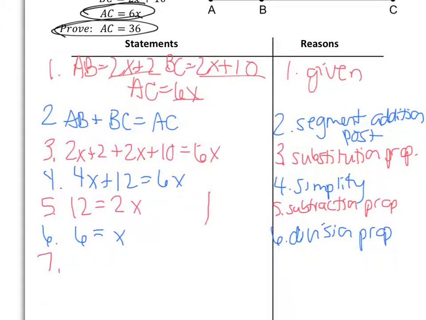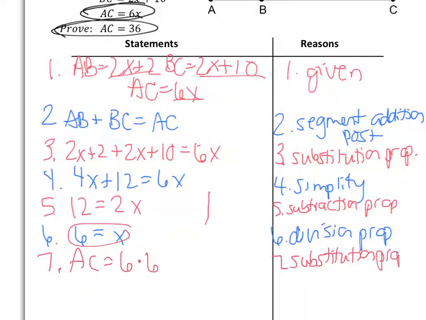So our AC is 6x, so I'm going to write AC equals 6 times our x, which is 6. So that would be a substitution prop again. Now my last step is just simplify, because I'm going to make AC equal 36. So I just simplify on the same side of the equal sign, so that would be simplify.